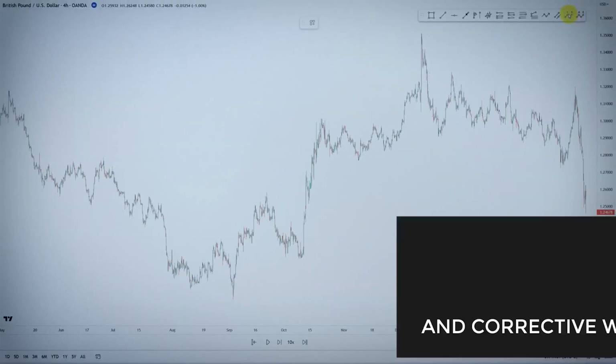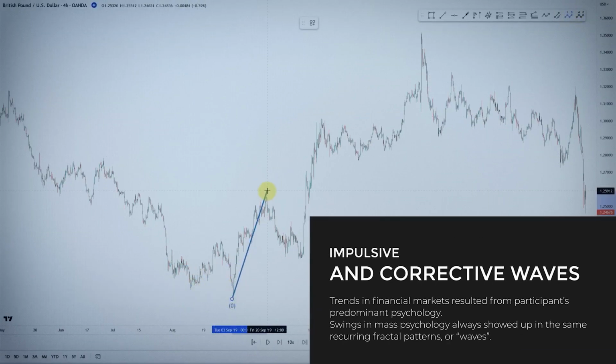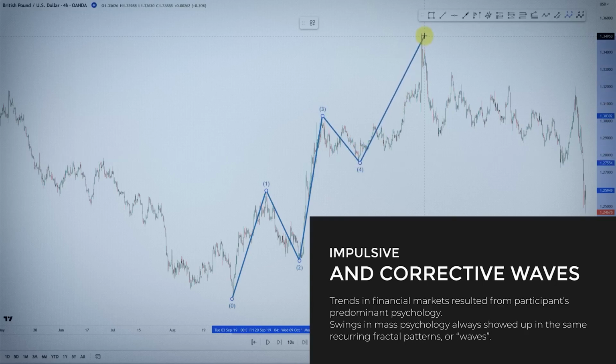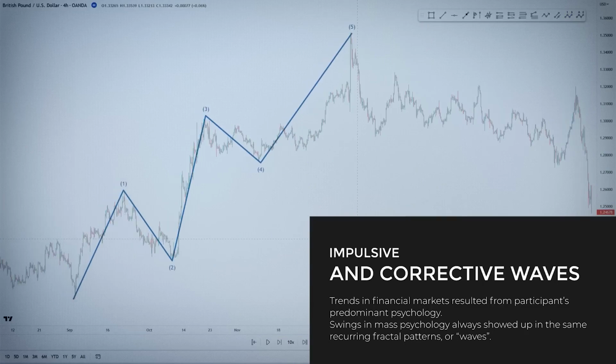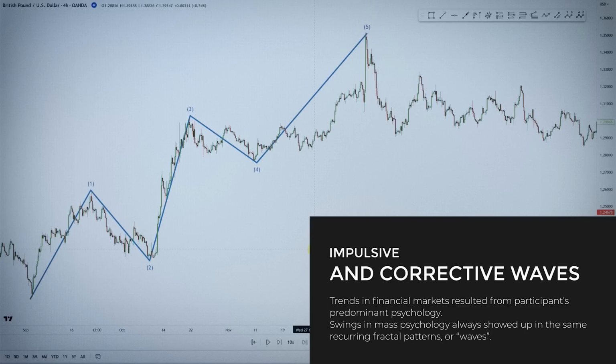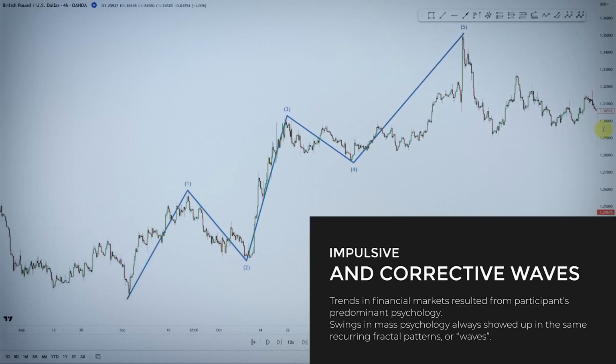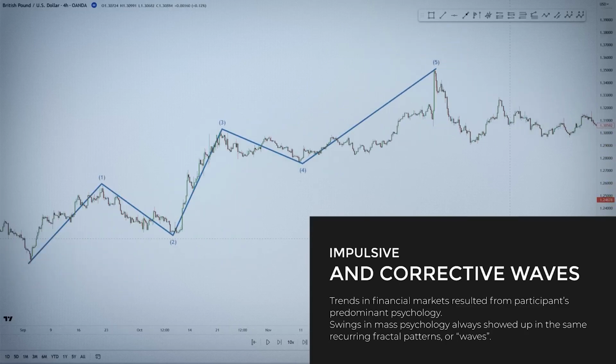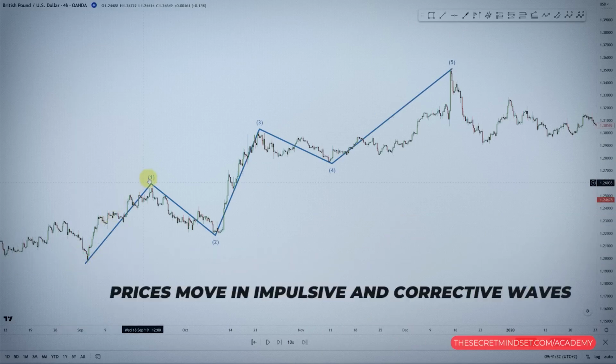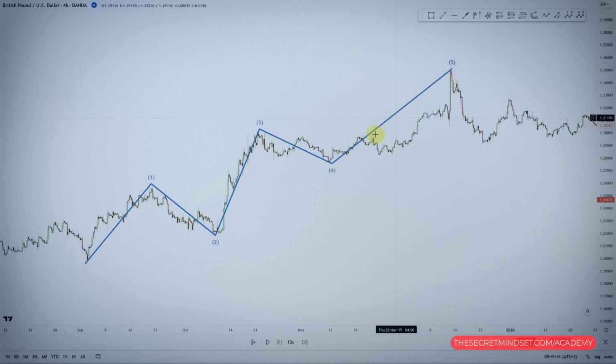Ralph Elliott, the trader who developed the theory, said that trends in financial markets resulted from participants' predominant psychology. He found that swings in mass psychology always showed up in the same recurring fractal patterns or waves. Elliott discovered that price patterns were structured in the same way, so prices move in impulsive and corrective waves. Knowing which wave is underway and what recent waves were will help you to forecast what the price is likely to do next.